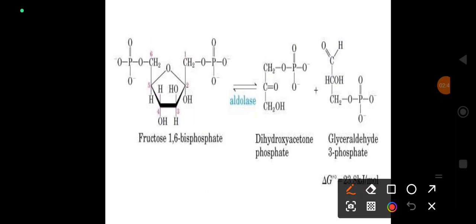So, this is the structure of fructose 1,6-bisphosphate, with the first carbon atom and the 6th carbon atom each having a phosphate group. It is a reversible reaction by the enzyme aldolase. It becomes dihydroxyacetone phosphate and glyceraldehyde 3-phosphate. On the 3rd carbon atom, it has a phosphate group. Glyceraldehyde 3-phosphate. So, this is the fourth step.